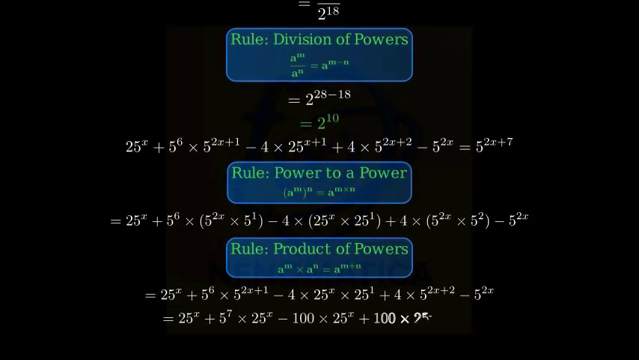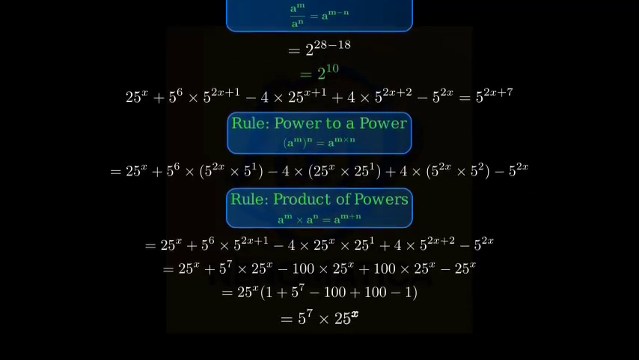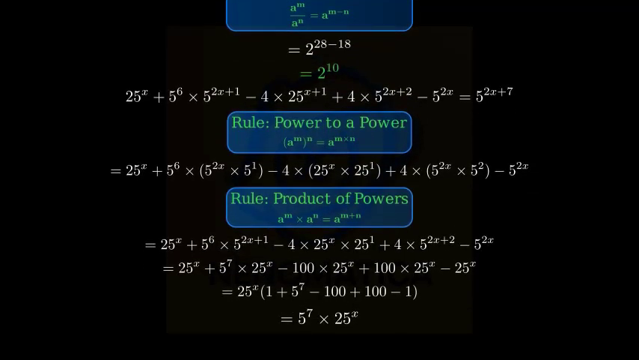Again, since 25 equals 5 squared, we can rewrite 25 to the power of 1 as 5 squared. So 25 to the power of x times 25 equals 25 to the power of x times 5 squared, which is equal to 5 to the power of 2x times 5 squared, or 5 to the power of 2x plus 2. Now, let's factor out 25 to the power of x from all terms. Simplifying inside the parentheses, we have 1 plus 5 to the power of 7 minus 100 plus 100 minus 1.